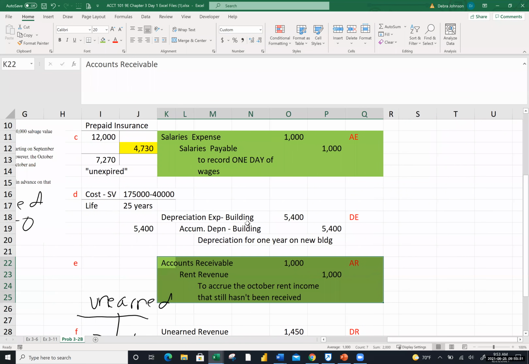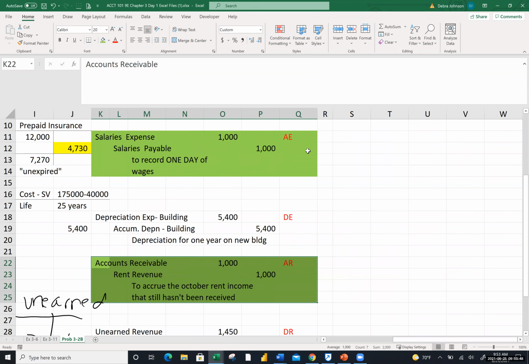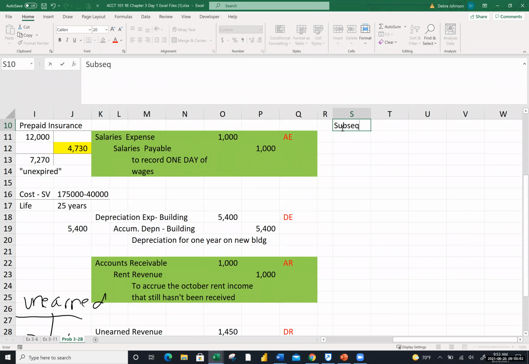Okay, well, remember what this one was. This was the one where we were recording 1 day of wages. Well, when that pay period ends, they're going to be paying 5 days of wages, right? But one of those have already been accrued. So I'm going to come out here and put the subsequent payment of wages is what they're asking for on this one.